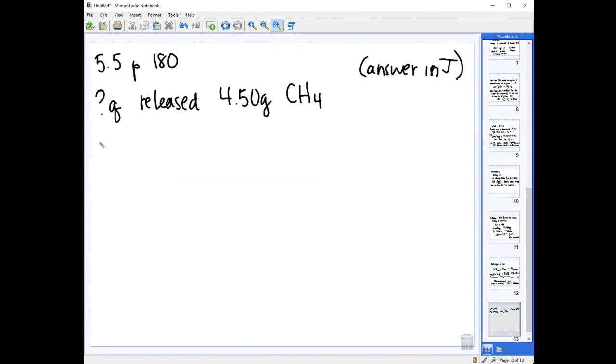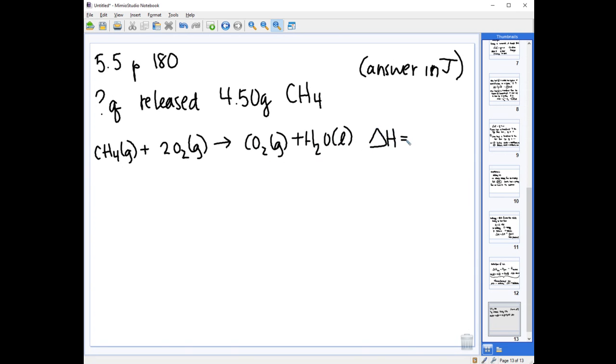And they tell me to look at equation 5.18, which is at the top of page 180, where I have CH4 plus 2O2. This is a standard combustion reaction. Remember, a combustion reaction is when we take a hydrocarbon, we add oxygen with it, and we get carbon dioxide and water. So I'm going to have CO2 gas plus H2O liquid. And the difference that we're going to see here is our delta H at the end. So delta H is equal to negative 890 kilojoules. So your answer can be in joules, I guess I should say, or kilojoules. But joule is going to be a part of your answer.